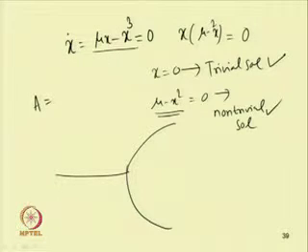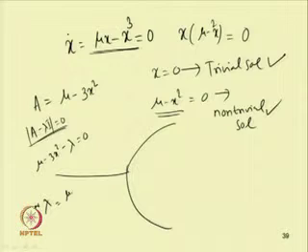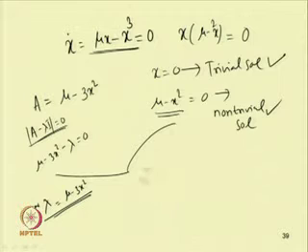A can be obtained by differentiating this with respect to x. So, differentiating this with respect to x gives A equal to mu minus 3 x square. So, we have to find the determinant of A minus lambda I equal to 0. From this we find mu minus 3 x square minus lambda equal to 0, or lambda equal to mu minus 3 x square. So, corresponding to x equal to 0, I can plot this curve in x mu.